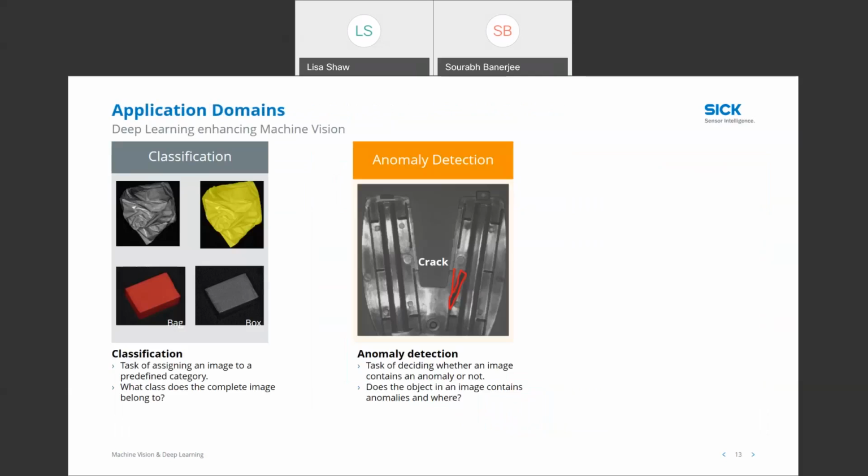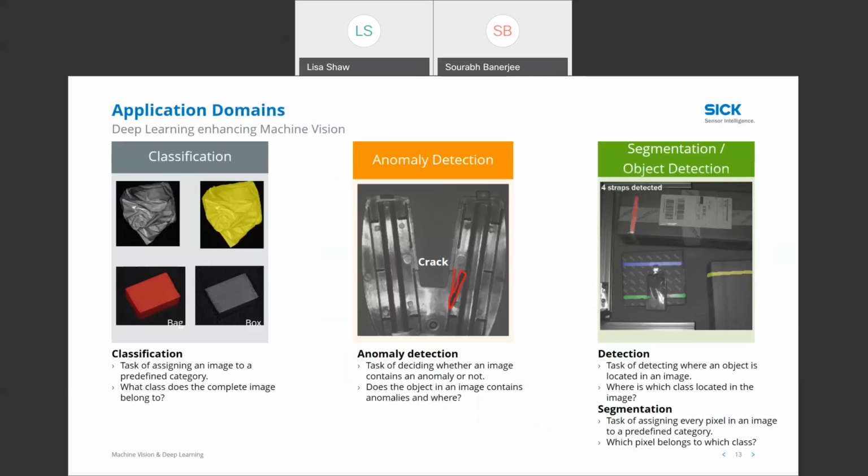So in order to understand deep learning, you need to understand there are multiple different application domains where deep learning can pertain. Number one is classification, or in deep learning, advanced classification. Just like the name suggests, classification is basically assigning an object to a predefined category. And the question that you're asking is, what class does this complete image belong to? It could be a box, a bag, a fruit, a defective good, good, bad, etc.